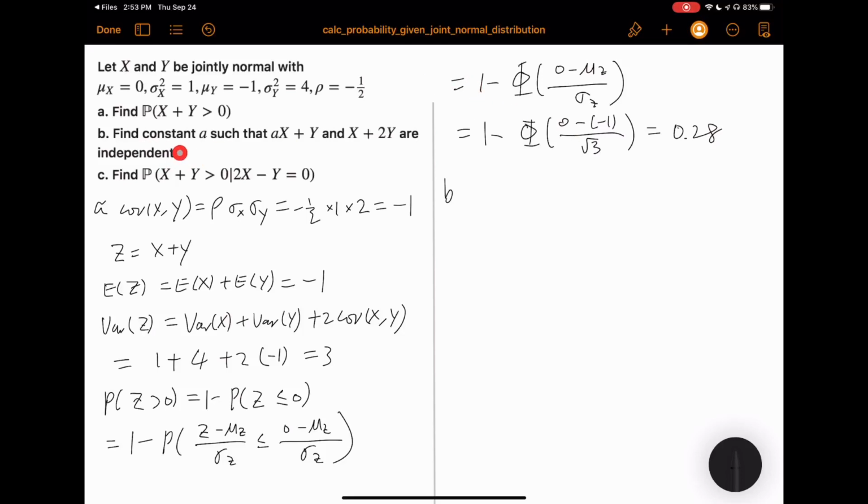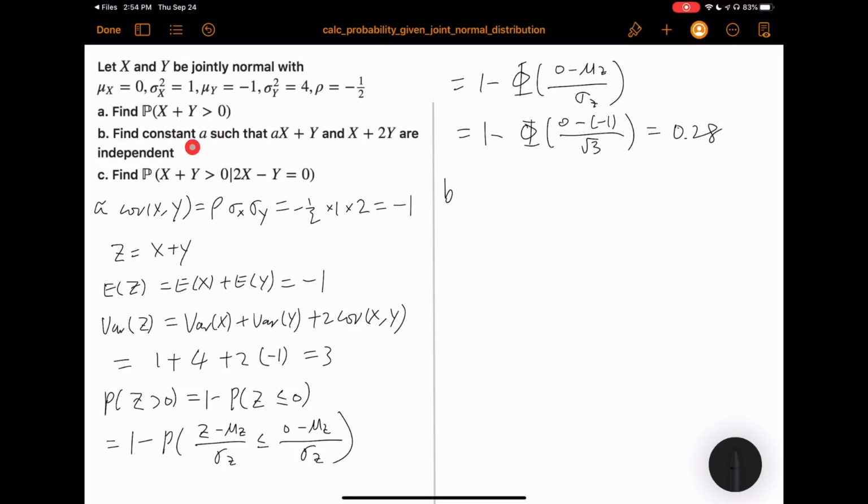Okay, let's look at B. B is to find a constant so that these two are independent. One feature of a joint normal distribution is that any linear combinations of them are still joint normal. Another feature is that if the correlation is 0, then they are independent. This is not true in general. If the covariance of two variables is 0, it doesn't mean that they're independent, but for the normal distribution, it's true. So if the covariance of the two variables is 0, then they are independent.